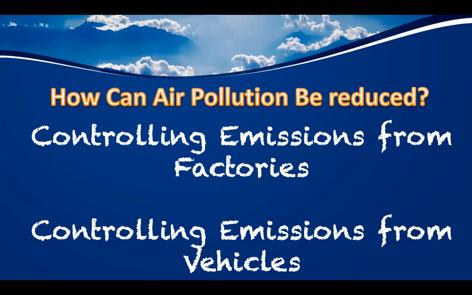The second is controlling emissions from vehicles. Cars and trucks now contain pollution control devices. A catalytic converter is a part of the exhaust system that reduces emissions of carbon monoxide, hydrocarbons, and nitrogen oxide. This device causes the gases to react, forming less harmful carbon dioxide and water. Laws can ensure that people use pollution control devices. For example, in many states, cars must pass emission tests to be allowed on the road.